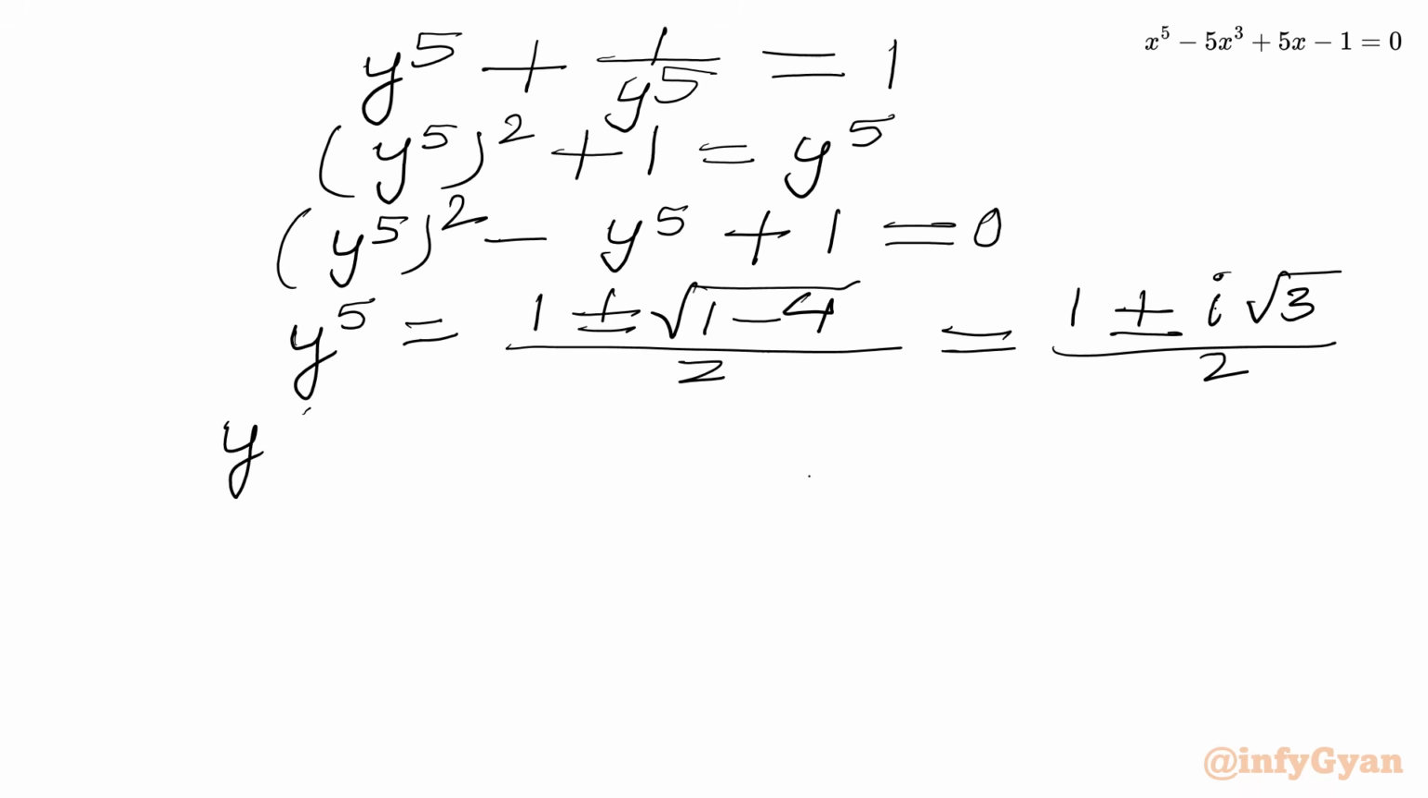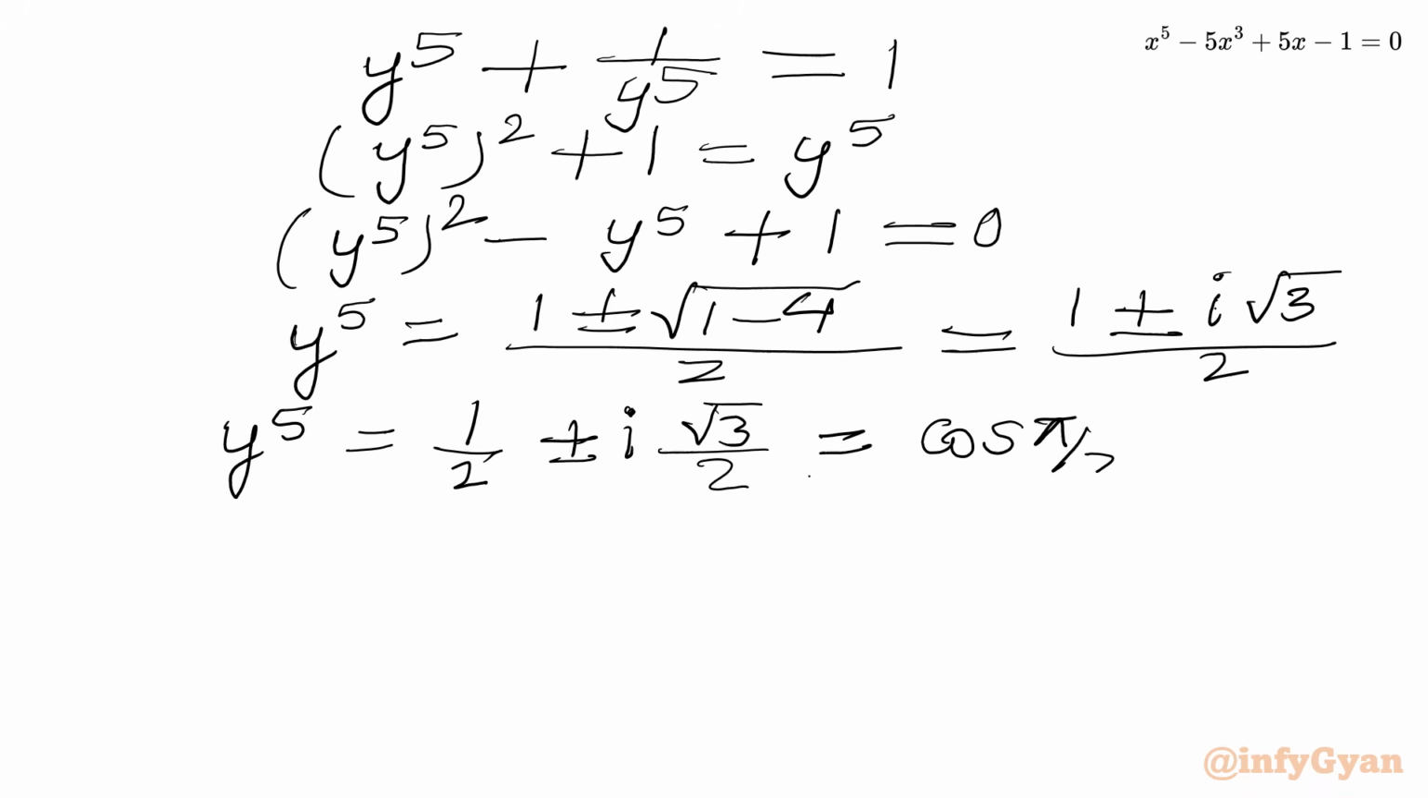Now we'll write y power 5 equal to 1 over 2 plus minus i times root 3 over 2, which we can write in cosine and sine. So I can write here cos pi by 3, which is half, plus minus i times sine pi by 3, which is root 3 over 2. Now we will use Euler's formula, which says cos theta plus minus i sine theta.